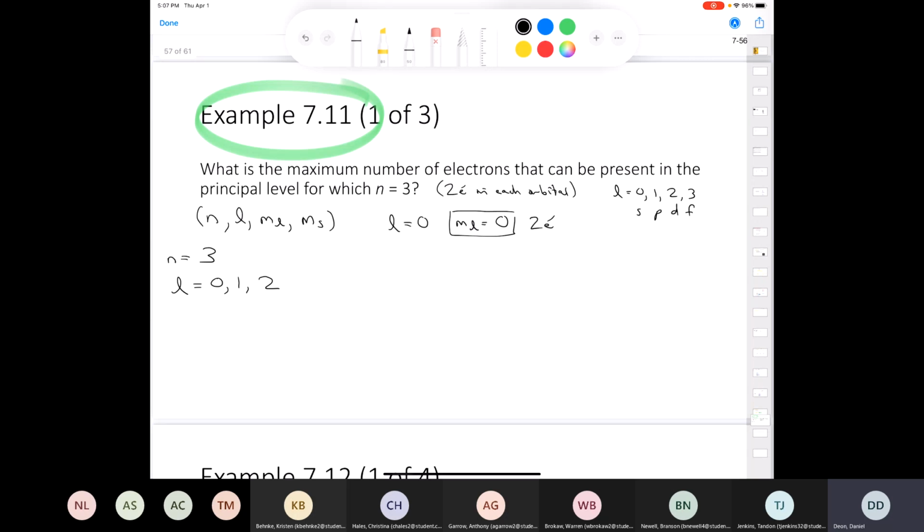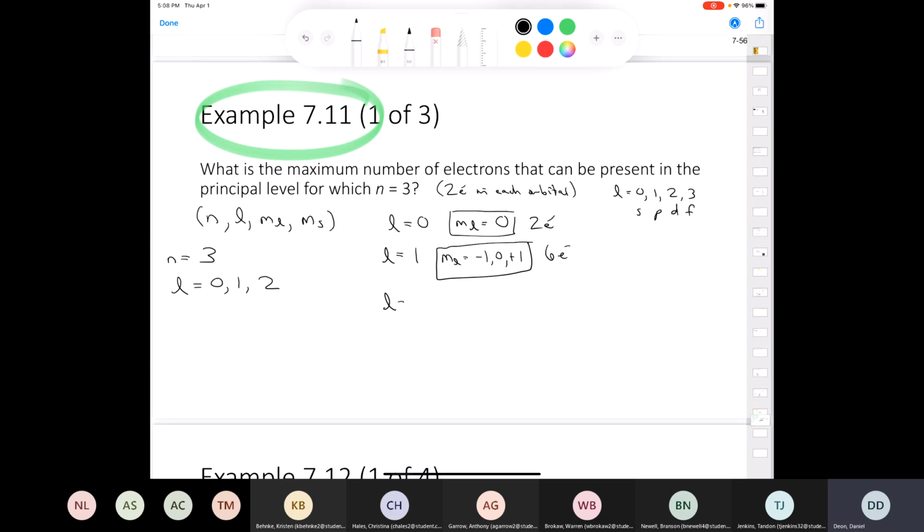2 electrons. If you're not 100% sure about what I mean by that, let's try it for l is equal to 1. When I have an l equal to 1, what are the possible values of ml? The values I can have are -1, 0, and +1, and I can put 2 electrons in each one of those 3 orbitals, right? There are 3 orbitals. So 2 times 3 gives me a total of 6 electrons.